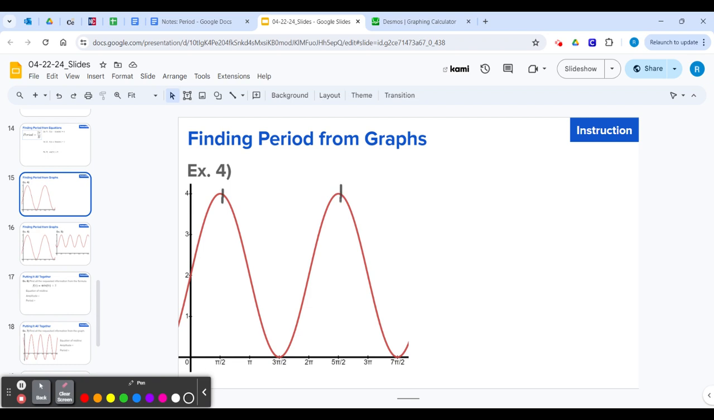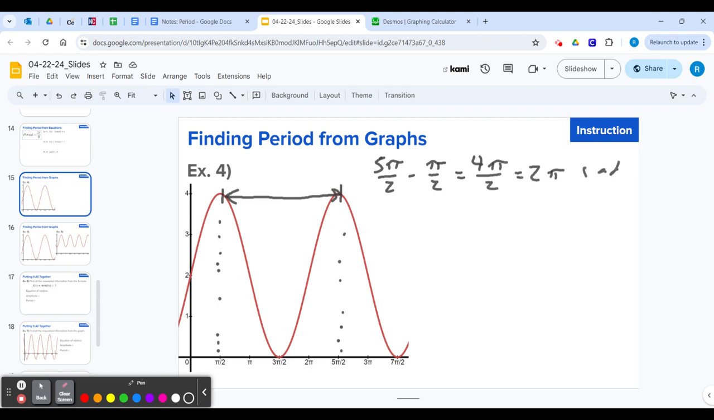There's our peak-to-peak. One of them is down at 5 pi over 2. The other is at pi over 2. So if you wanted to, you could go 5 pi over 2 minus pi over 2 to measure that distance. Let me throw a nice label in there if we wanted to. That would give us 4 pi over 2, which could simplify down to 2 pi radians.